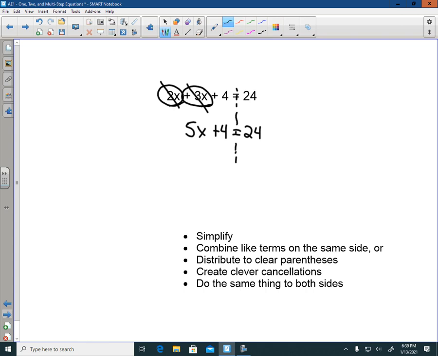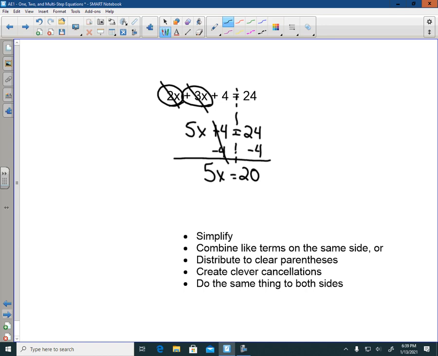Now, it doesn't look like we're going to need to distribute because there's no parentheses and never has been, so we're going to jump into creating clever cancellations. I'm going to subtract 4 from both sides. Do you see why? I hope so. It's because it creates this cancellation right here, and I have 5x equals 24 minus 4, which is 20.